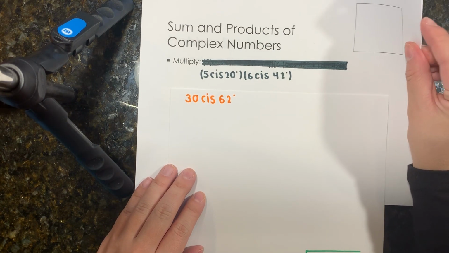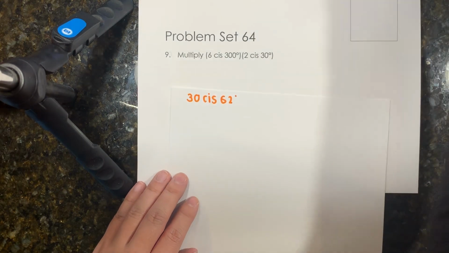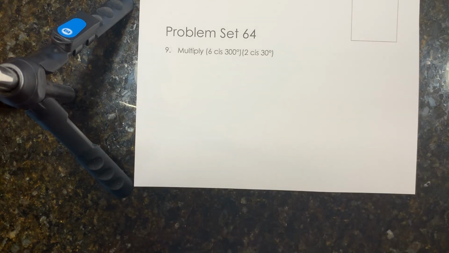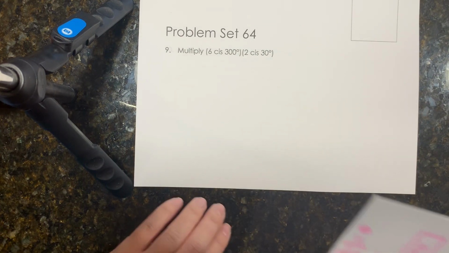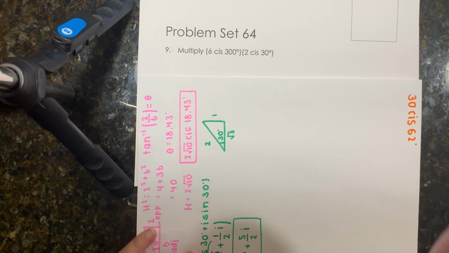Now I want you to try this with number 9 on your lesson. So for number 9, it asks you to multiply 6 CIS 300 and 2 CIS 30. So I want you to try this on your own. Pause the video and try it, and then we're going to do it together.